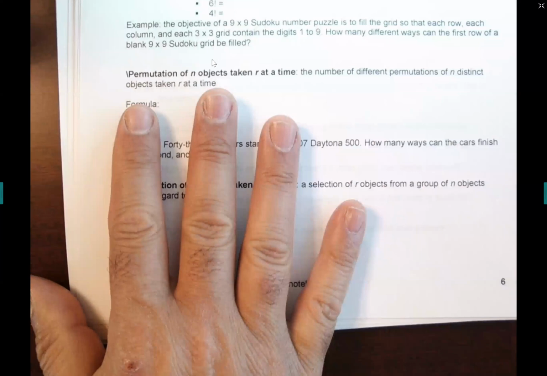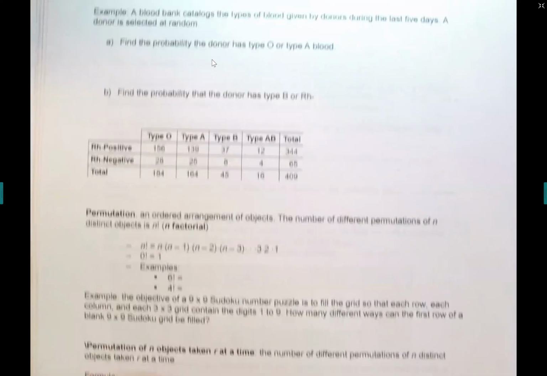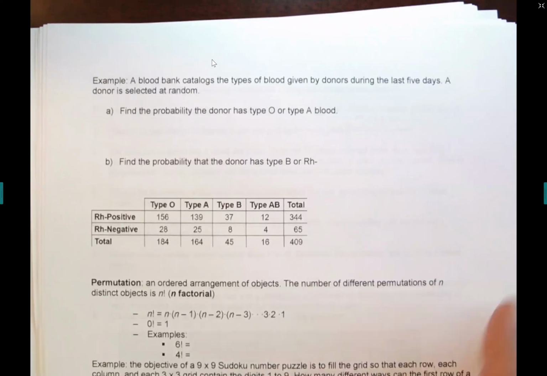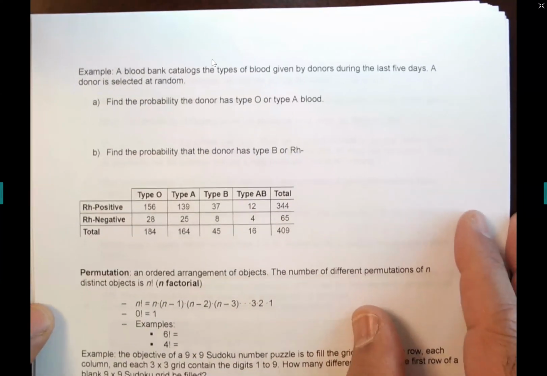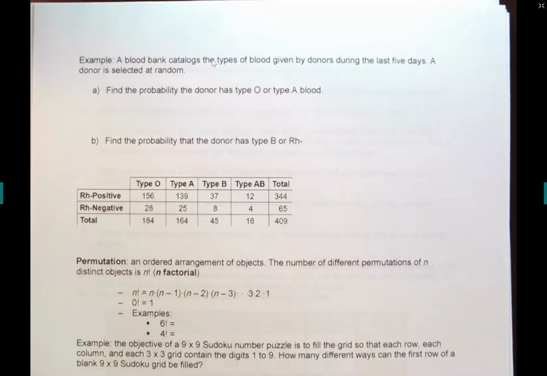Okay, let's do one more exercise here on the addition rule. A blood bank catalogs the types of blood given by donors during the last 5 days. A donor is selected at random. What is the probability that the donor has type O or type A?